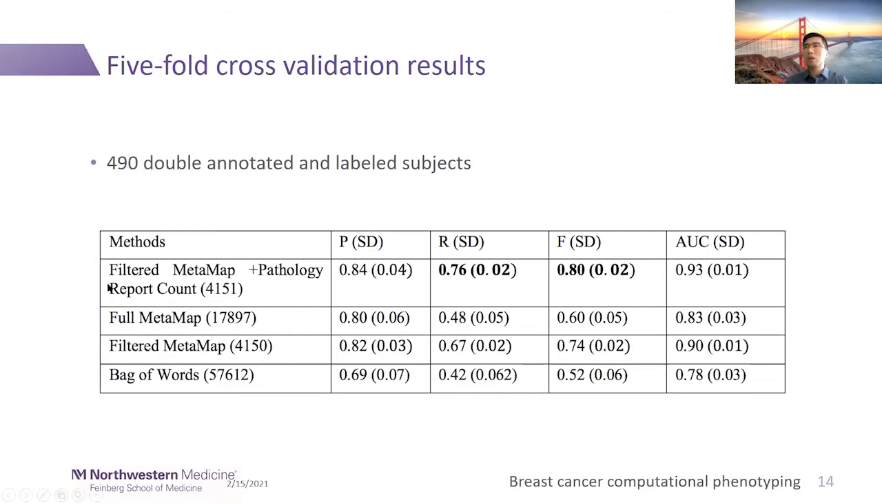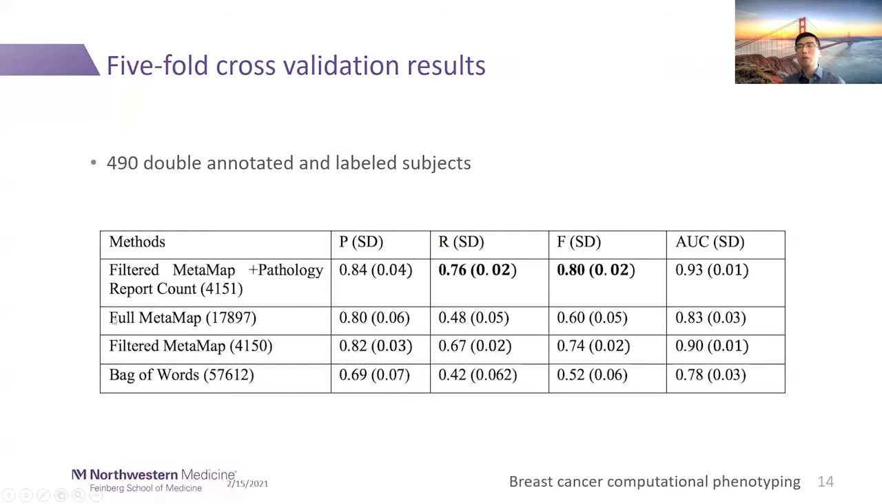And so now comes the model in terms of the five-fold cross-validation results. As you can see, different feature combinations give different performance, but generally the performance is in the excellent range. So if you look at filtered MetaMap and pathology report count, filtered MetaMap basically means that we only focused on the MetaMap CUIs, concept unique identifiers, that we identified through the development process. Those are positively associated with local recurrence. And if we focus on those concept unique identifiers and the pathology report counts, we were able to get a 0.93 AUC, and then P, R, and F mean precision, recall, and F measure. So those are common metrics when you evaluate any natural language processing system.